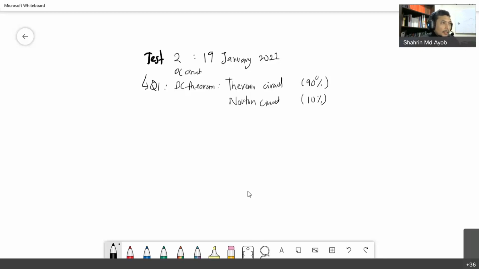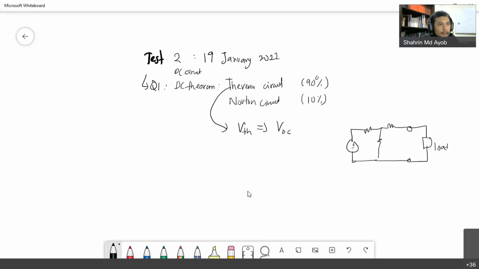In Thevenin circuit, the main parameter that you need to know how to calculate is V Thevenin. V Thevenin is actually the open circuit voltage. If you have been given a circuit like this, with your V and then this is your load, to get V Thevenin, what you need to do is to disconnect the load, and then calculate the open circuit voltage across this terminal. So VOC is actually your V Thevenin.